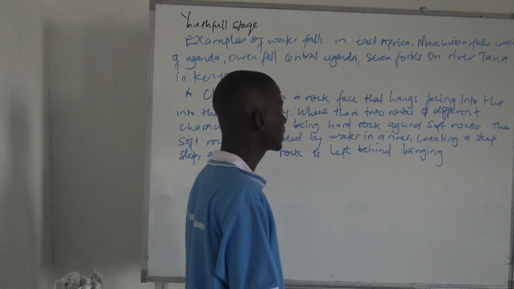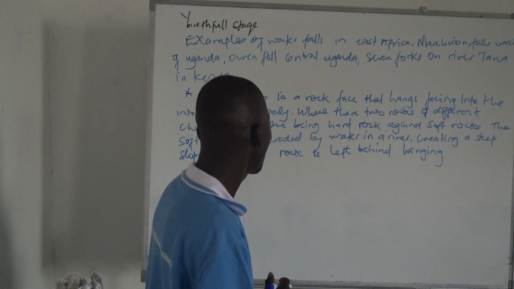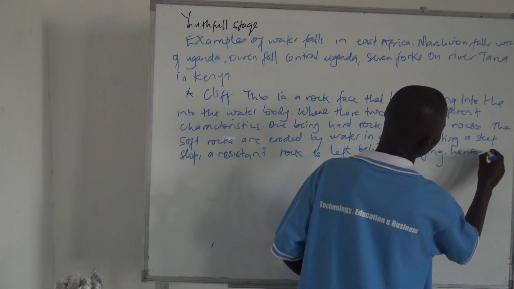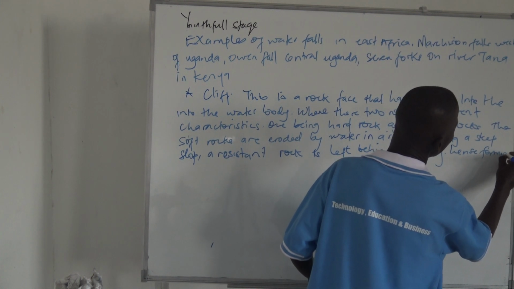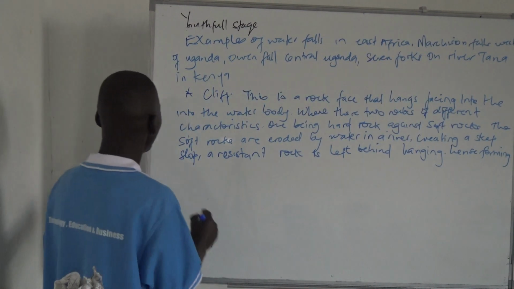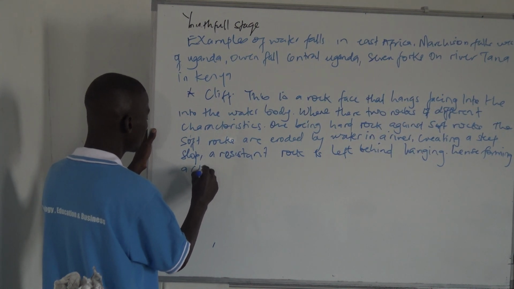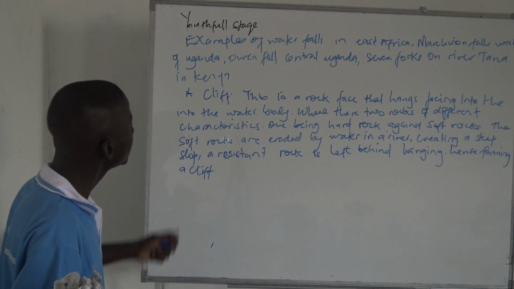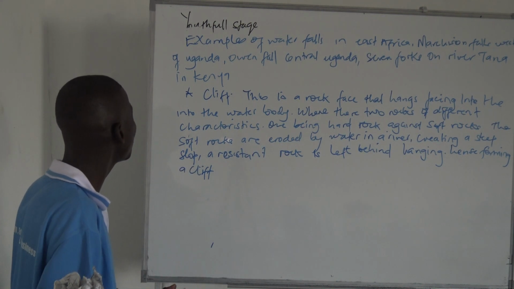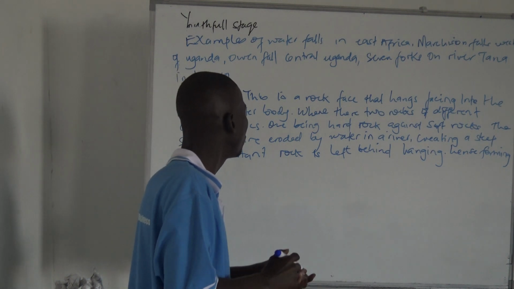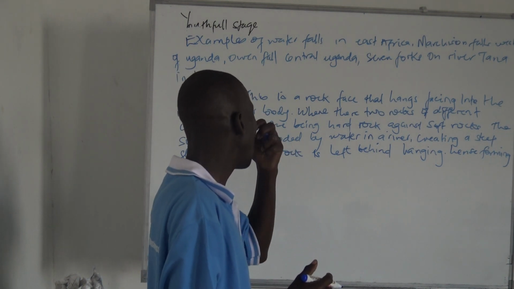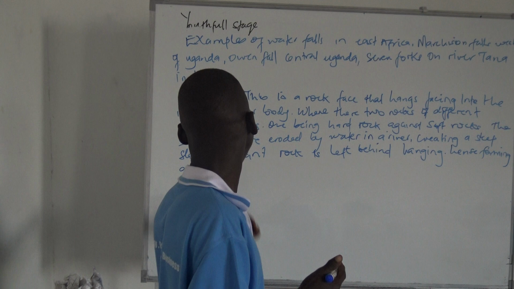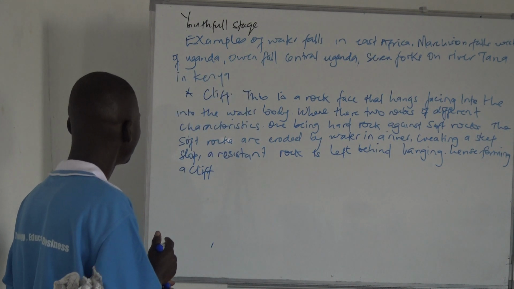A resistant rock is left behind doing what? Hanging. And this resistant rock forms a cliff. So, as we have said, it is a rock face, a very hard resistant rock that during the process of erosion by a river remains hanging, resists all forms of erosion and remains hanging, forming a cliff.